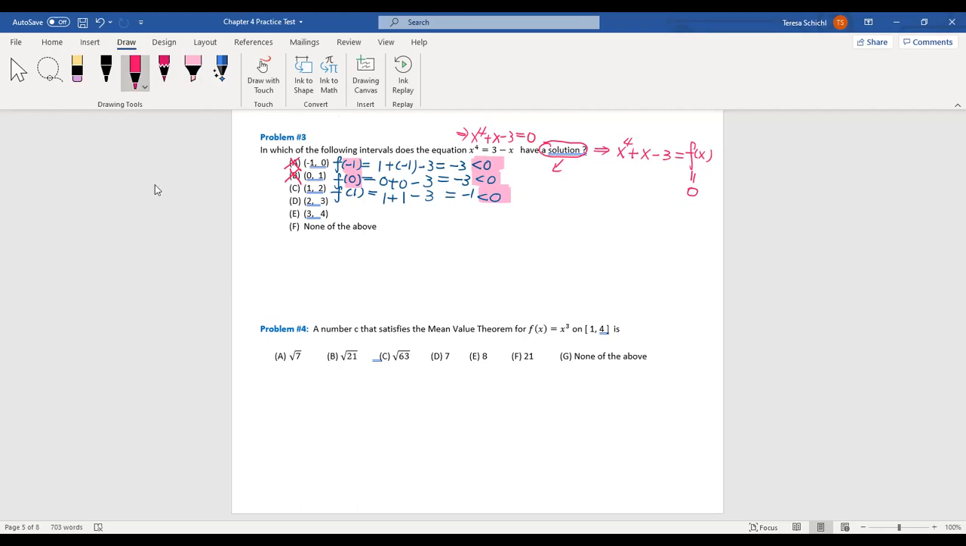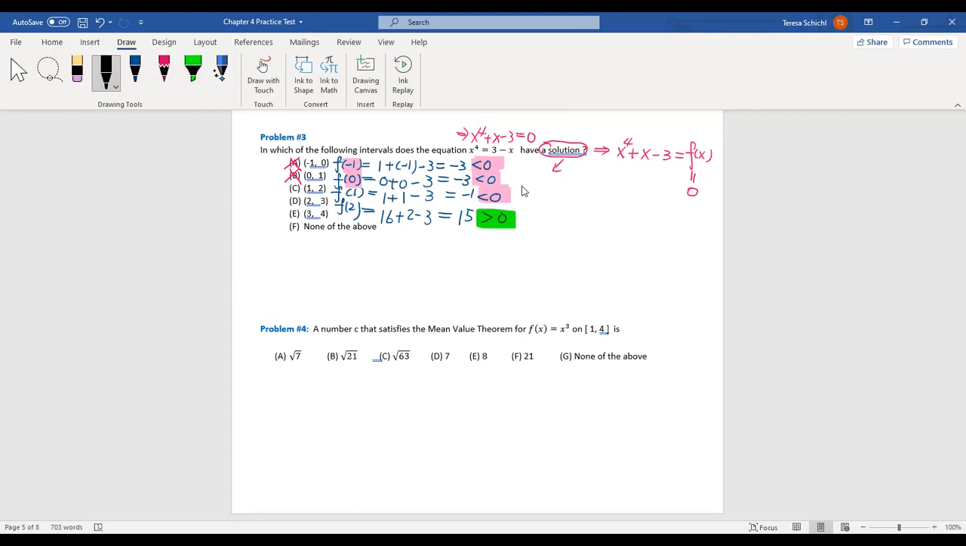So let's continue here, right? Now if you say f of 2, so 2 to the 4th is what? 16 plus 2 minus 3. So this will be 18 minus 3, so it's 15. So this is greater than 0. All right, so let me color it. So this is greater than 0.